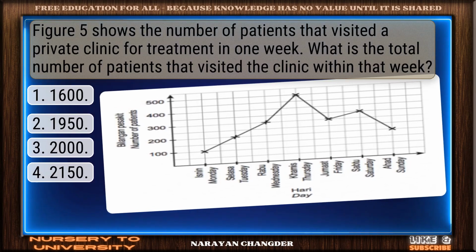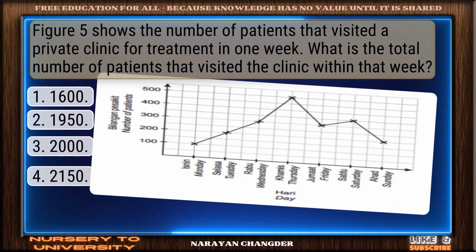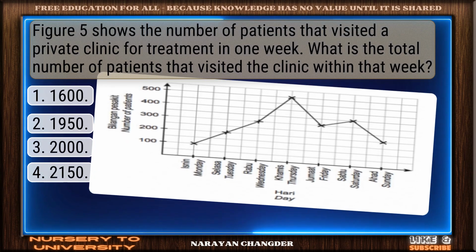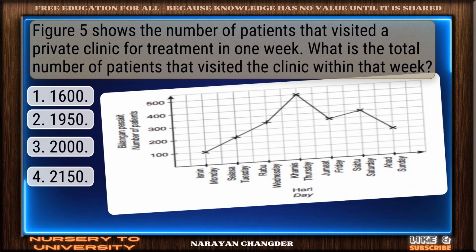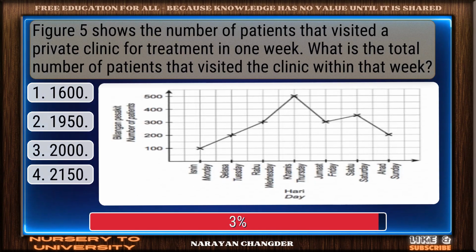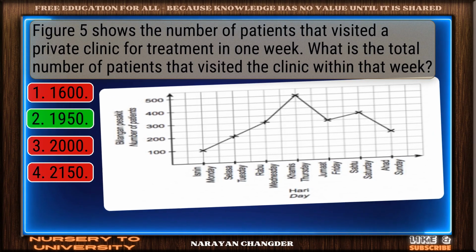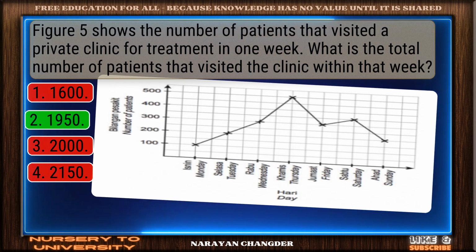Figure 5 shows the number of patients that visited a private clinic for treatment in 1 week. What is the total number of patients that visited the clinic within that week? Solid response. 1950 is a valid choice.